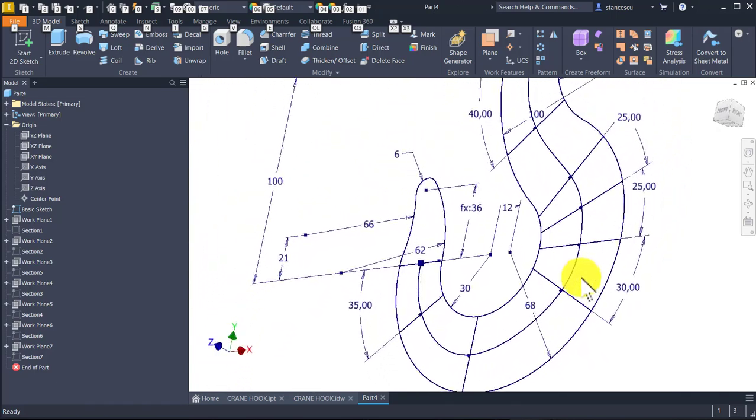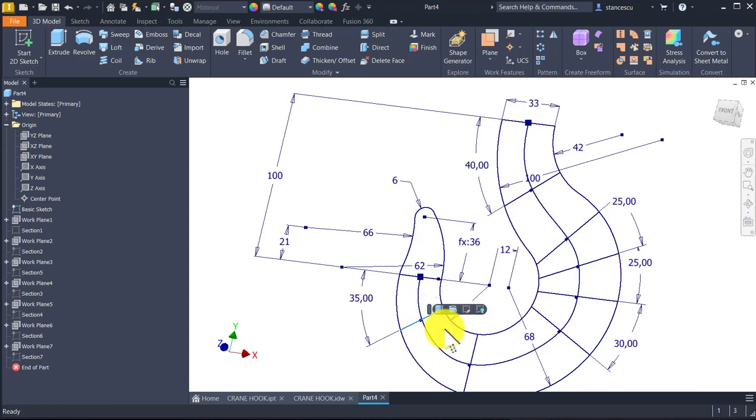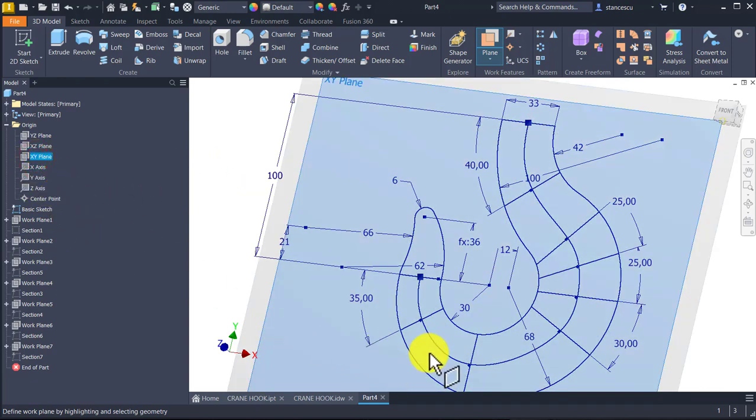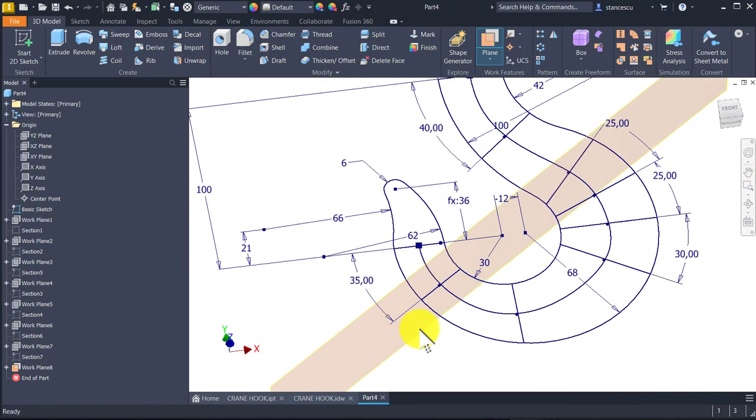7. I number again because I'm wrong. 1, 2, 3, 4, 5, 6, 7. There are 9, not 10, not 8, not 10. This is 8. So I select, I use the tool plane, work plane. I select XY, I select this line, perpendicular, and now a sketch.